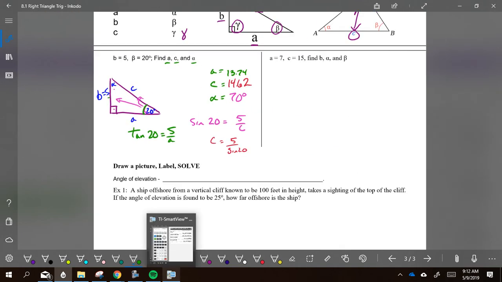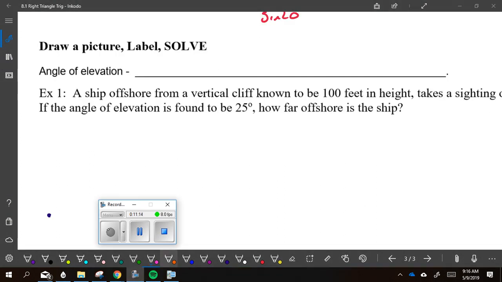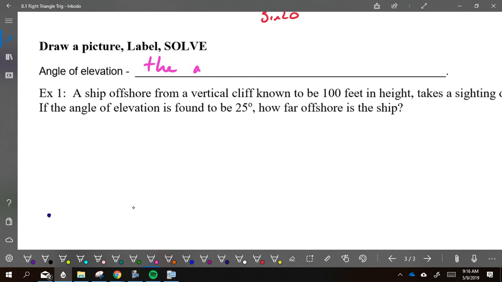All right, cool. Angle of elevation. We're working on story problems. If I'm saying something is the angle of elevation, what does angle of elevation mean to us? All right, here we go. So we just described the angle of elevation is the angle from the ground up. That's it. Don't get overly complicated. That is not the answer you'll get in the back of the book, but I never give that answer anyways.